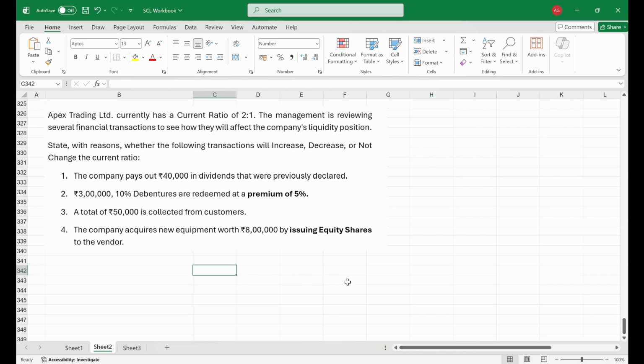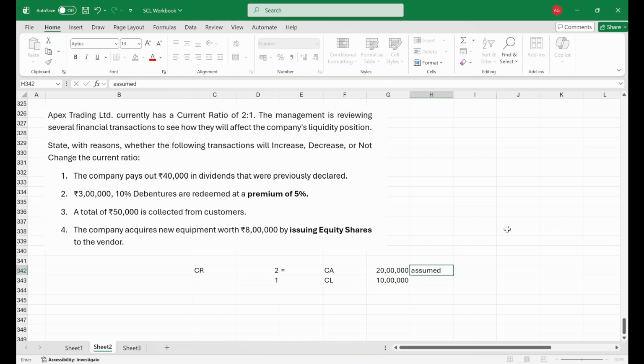Okay, before we even begin with the first subdivision and tell whether each and every scenario will increase, decrease, or not change the ratio, we have to have a working current asset and working current liability, which means we have to assume something ourselves. Therefore, this question says that the current ratio is 2:1. So I'm assuming a current asset of 20 lakhs for this problem and current liabilities of 10 lakhs. Please understand, these are assumed numbers.